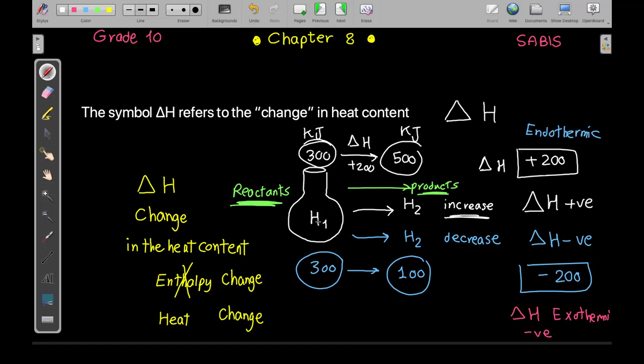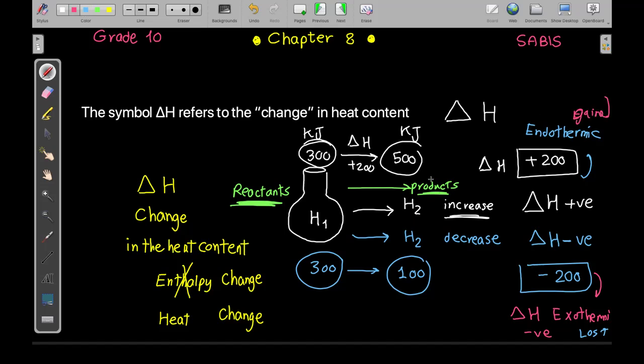While if you have removed money from your wallet, it had 300 and became 100. This is because there is a decrease. So the change is by decreasing. So this is an exothermic reaction, while this one is an endothermic reaction. You have added here, so it is endo. While you have lost here, so it is exo. This is endo because you have gained heat.